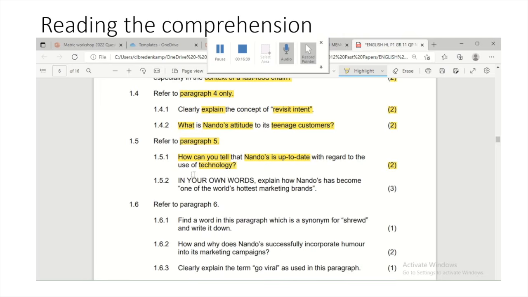Then, in your own words, this is in bold, this is capitalized, so grade 11s, you need to put it in your own words. Explain how Nando's has become one of the world's hottest marketing brands. So explain, tell me more how Nando's has become a hot marketing brand. This is directly from the text. And you need to give me 3 points for this.